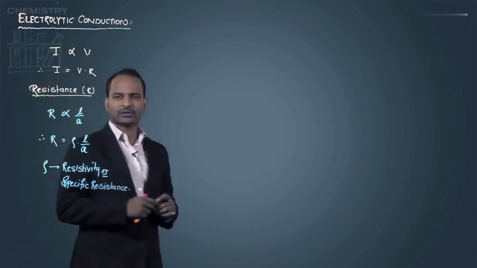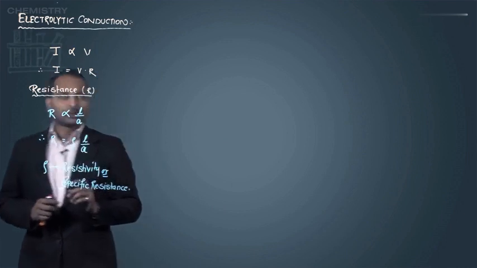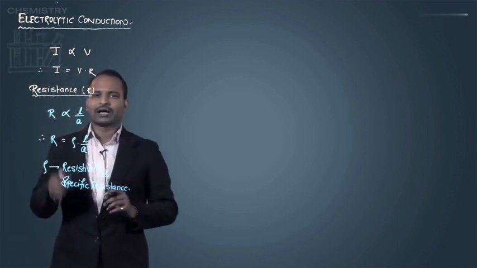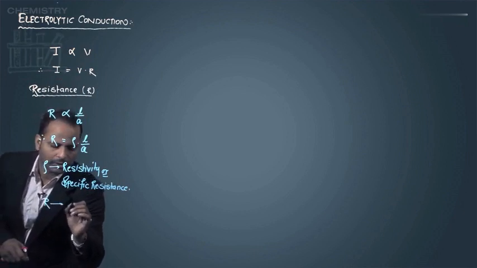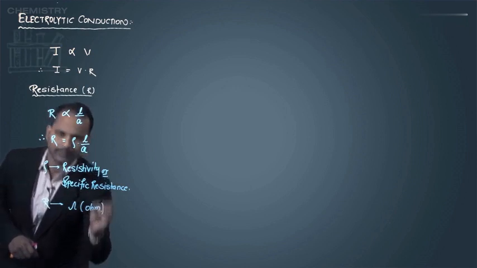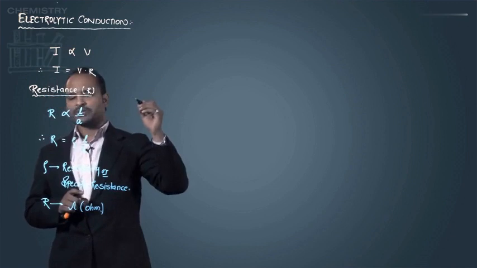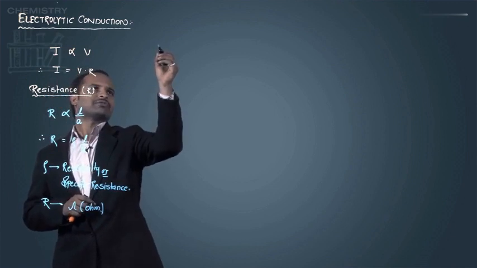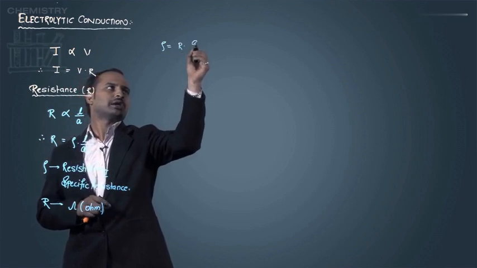So here the rho is called resistivity or specific resistance. Now let's talk about the unit of R and rho. The unit for R is ohm. Now rho, that is the resistivity or specific resistance. So here we will have a formula for the resistivity, that is resistivity is equal to R into A upon L.